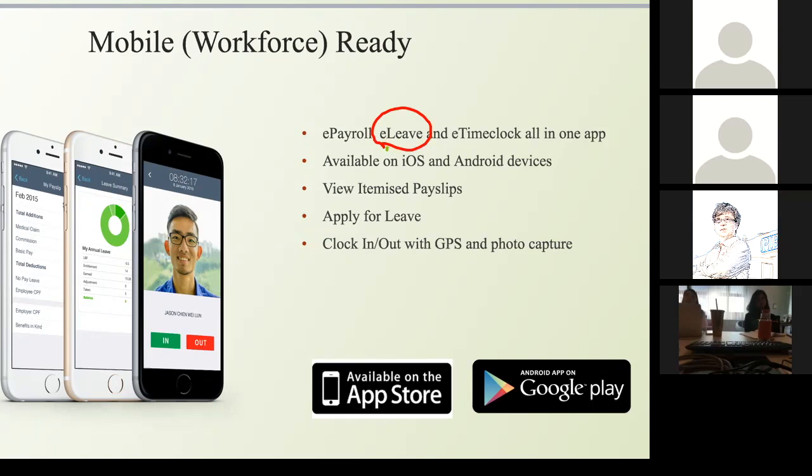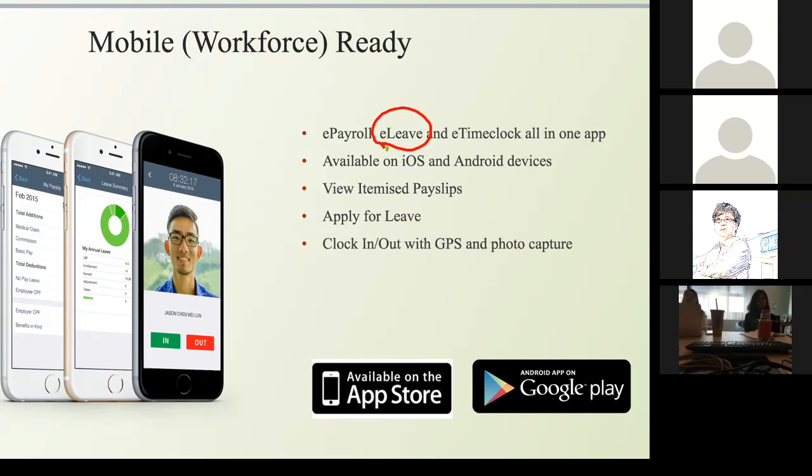But if you are on fingerprint, how do you know about leave? Fingerprint doesn't recognize leave. You need to do some calculation in the backend, in Excel and other software, to put in leave to calculate. But ours is integrated. You don't need to do anything. You apply leave, and the system will automatically calculate for you. So that's one critical advantage.